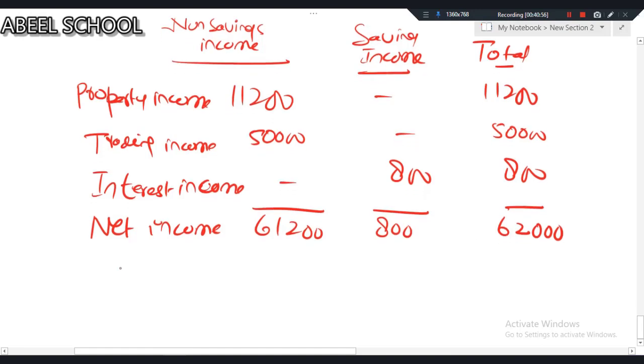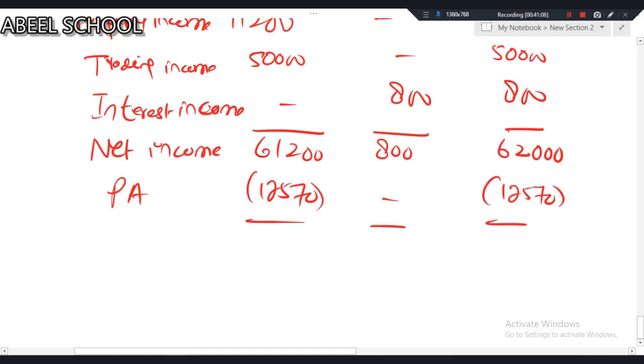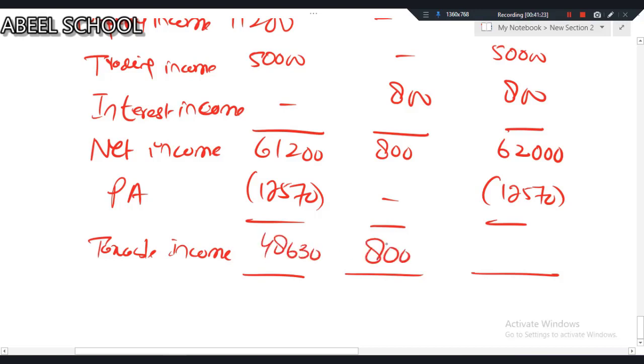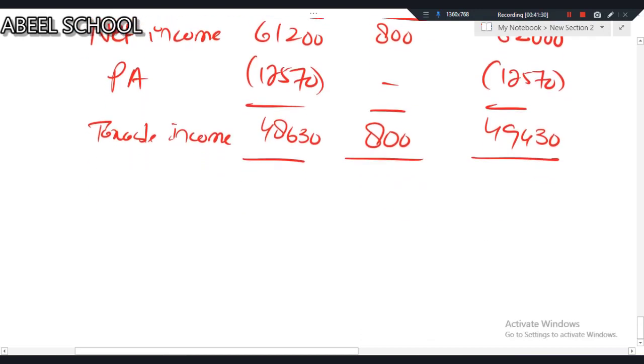Okay. Personal allowance obviously will be deducted from non-savings income, 12,570. Here comes your taxable income. 61,200 minus 12,570 is 48,630, and adding 800 gives 49,430. Now let us calculate tax.